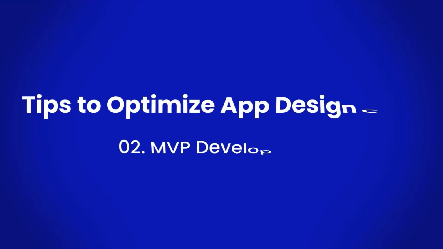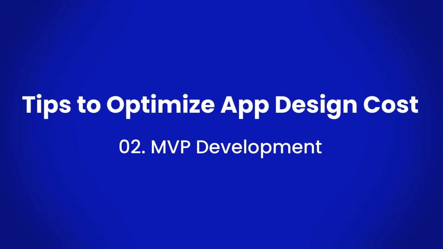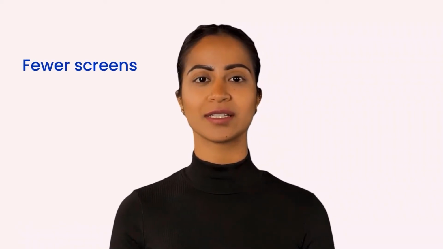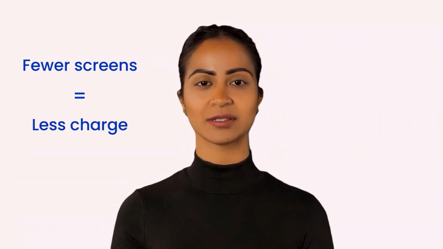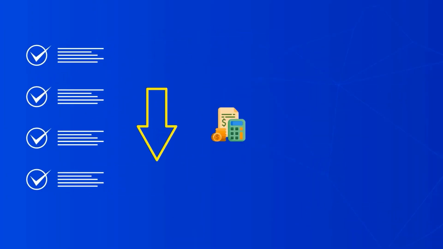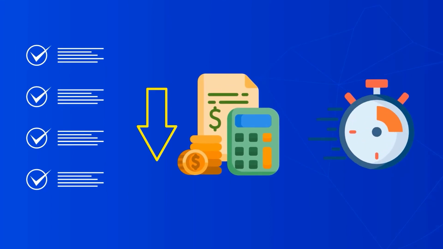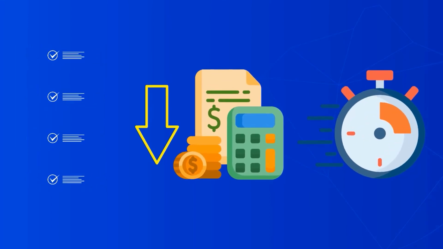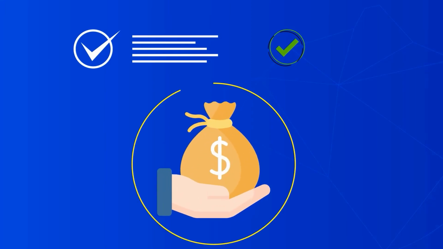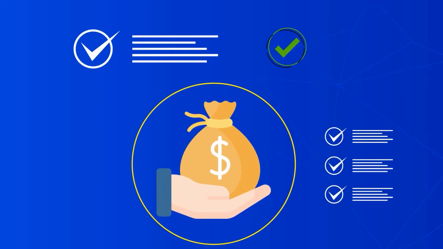The second way to cut down on app design costs is MVP development. The fewer screens the designers have to create, the less they will charge. By having the most necessary features in your app, you can cut down on app designing costs and also deliver your app in a shorter time span to the users. This option is best if you are on a tight budget, as you can always add more features to the app later. The last option is to build simple designs for your app.